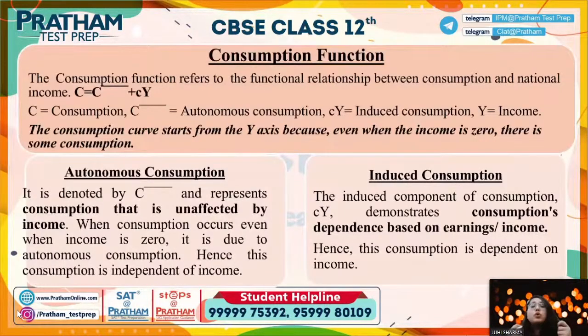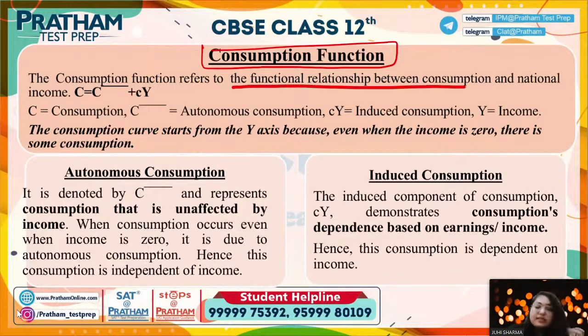So as we have discussed in the previous session too, what is consumption function? Consumption function is nothing but a functional relationship between consumption and income, right? If we have to write an equation for consumption function, it is C is equal to C bar plus CY, right? Now, what is this C? C is actually consumption, right? And what is C bar? C bar is autonomous consumption.